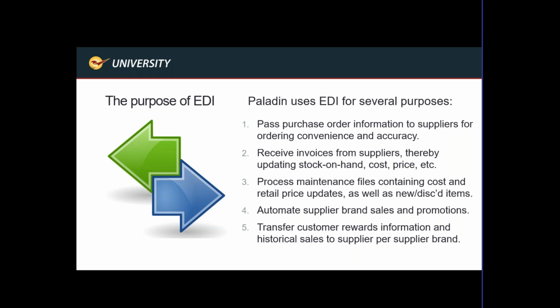Allows you to automate supplier brand sales and promotions so that suppliers such as ACE can send down those sales and those be effective in your system without you having to hand make those or remember the sale and manually do that. You're also able to transfer customer rewards information. So if you have a rewards program with your supplier, this allows that communication both ways from that.